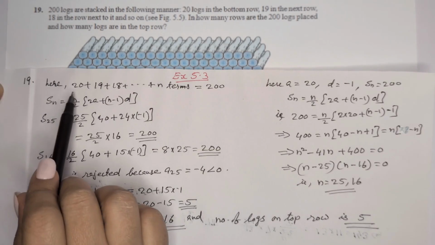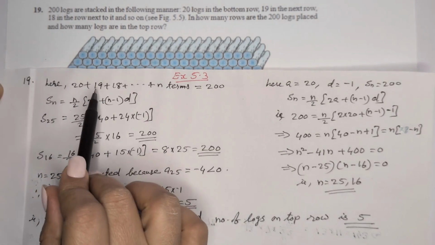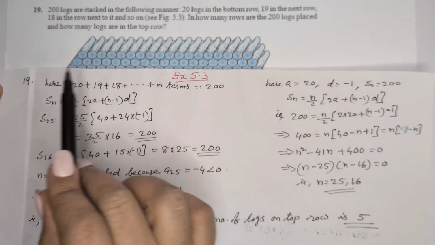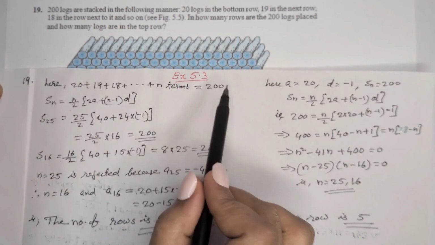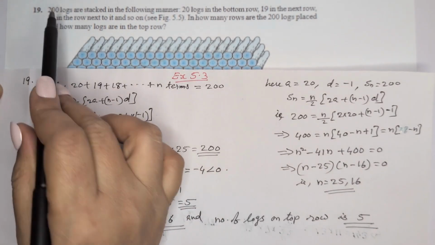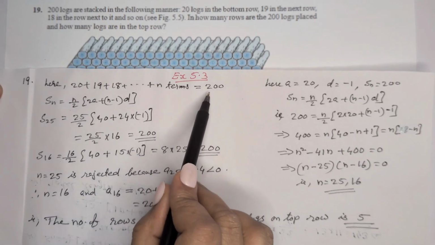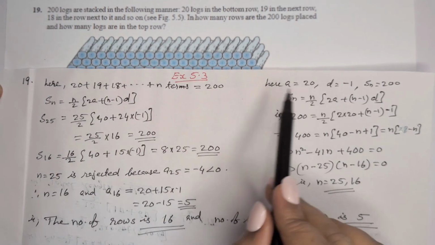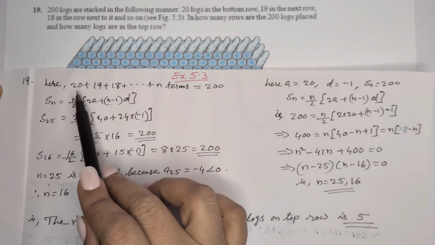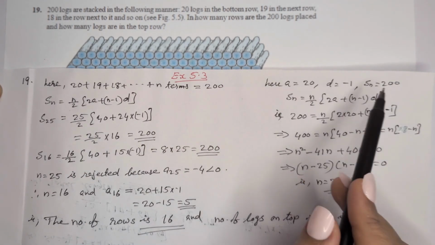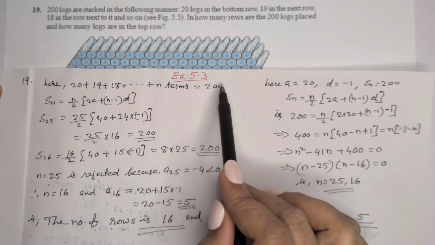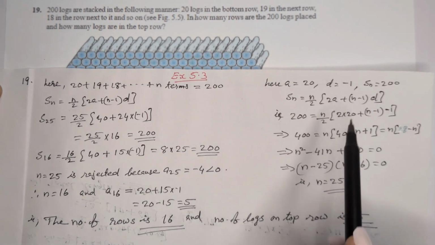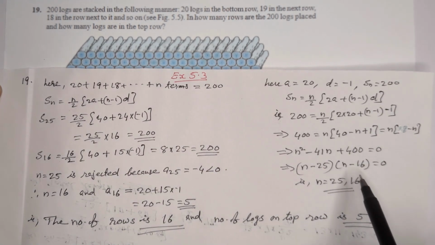So the bottom is 20, the next one 19, 18, and so on, for n terms, n rows, and in total there are 200 logs. So we can take Sn, where the first term is 20 and the common difference is 19 minus 20, that is minus 1, and Sn, the total number of logs, is equal to 200. From that we can calculate the value of n.